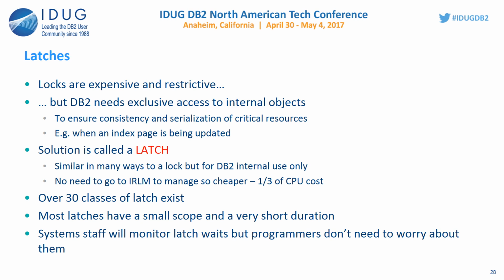All right? So if you have to update an index page, DB2 takes a latch. That latch makes sure that two applications are not updating the same index page at the same physical time. And as soon as the update happens, it releases the latch. So they're very short duration, and they're there to guarantee integrity. All right? Now, there are around 30 latch classes.